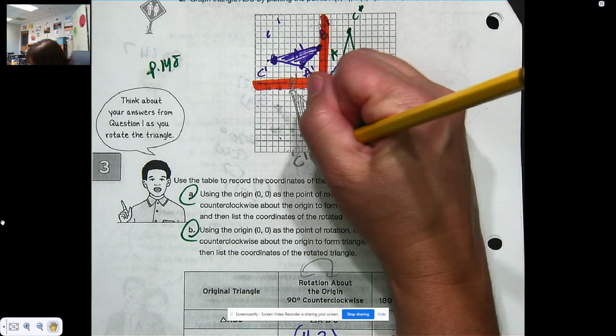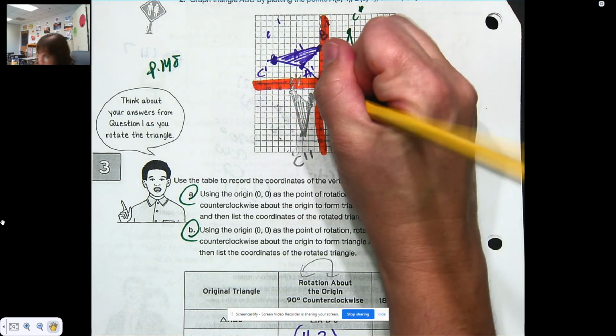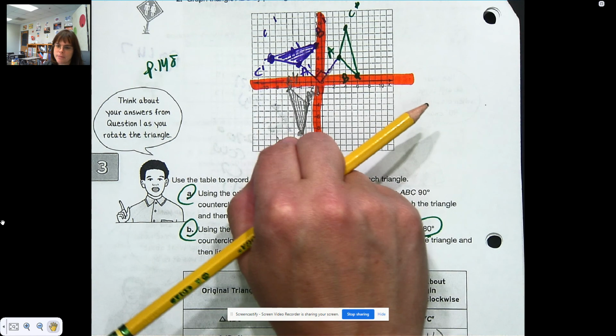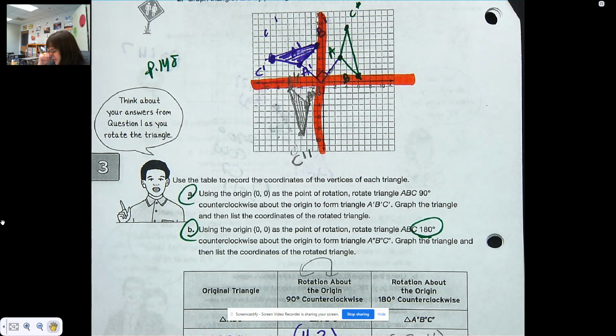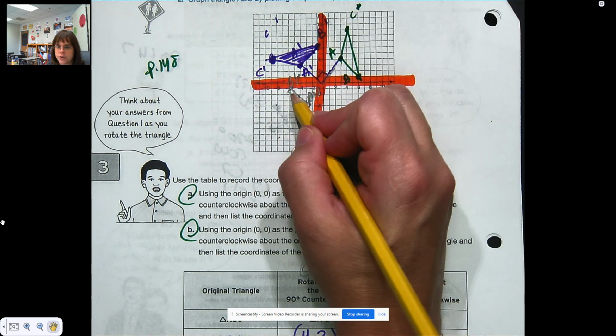One more thing I probably need to do, I'm going to come up here and put some more dashes to show that I've actually turned this twice, because we did 2 rotations. Always make sure you label the corners of your triangle.